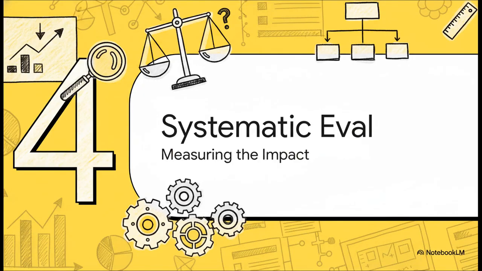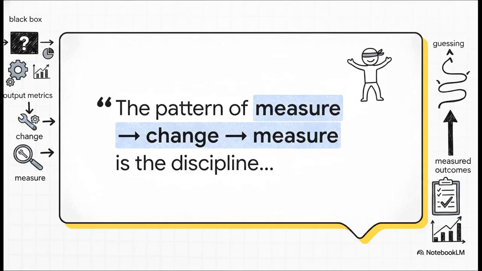Which brings us to Section 4, Systematic Evaluation. Time to measure the impact. We absolutely have to abandon vibes-based tuning. The pattern of measure, change, measure is the discipline that separates real production work from just fiddling with prompts.